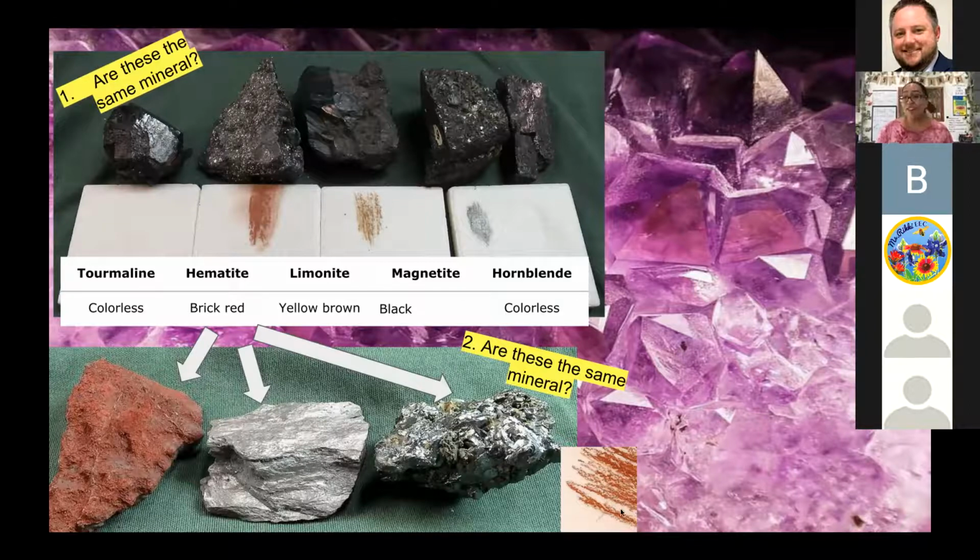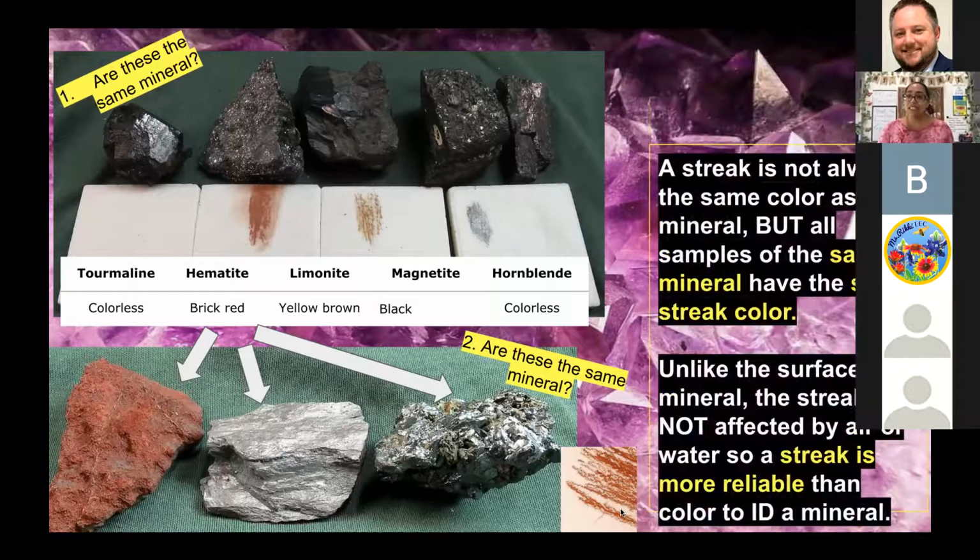They actually all have the same streak color. So what this slide tells us is a streak is not always the same color as the mineral, but all samples of the same mineral will have the same color streak. So all samples of hematite will have that same reddish brown streak. Unlike the surface of a mineral, the streak is not going to be affected by air or water. So the color is not going to change due to oxidation and things like that.